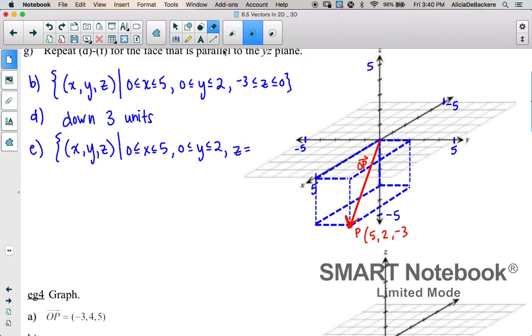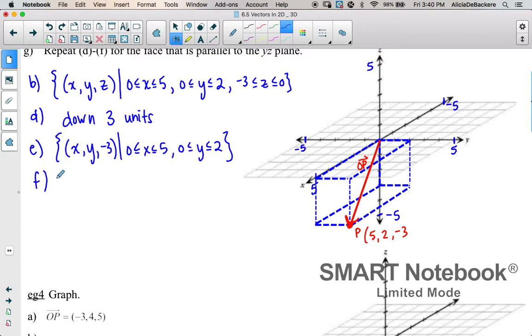So I could write z equals -3 here as a rule, or because there's only one possible answer, I can actually write the -3 over here. It's just a little bit cleaner this way.